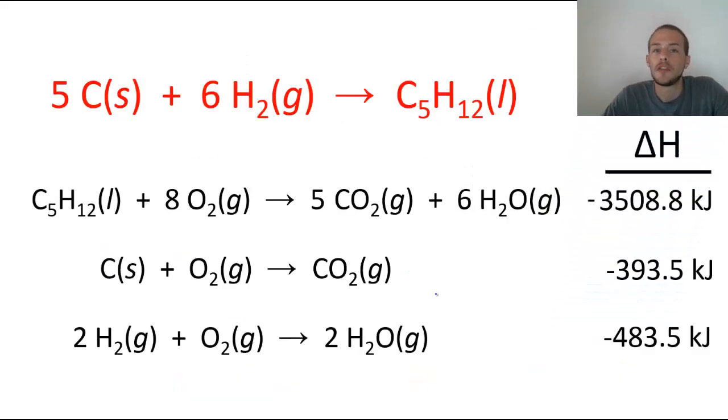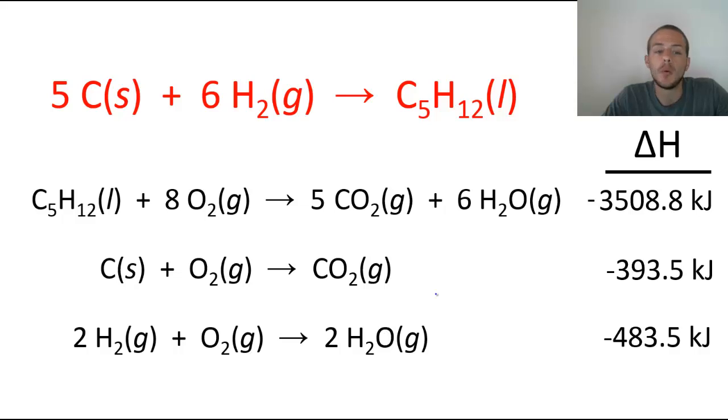So let me just explain this problem. There really isn't a list of instructions, but let me just explain the instructions real quick. So let's say that we want to figure out delta H for this chemical reaction that is shown in red. So we have 5 carbons plus 6 diatomic hydrogen molecules yields a molecule of C5H12, which is called pentane. So we have carbon and hydrogen making pentane, and we want to know delta H for that reaction.